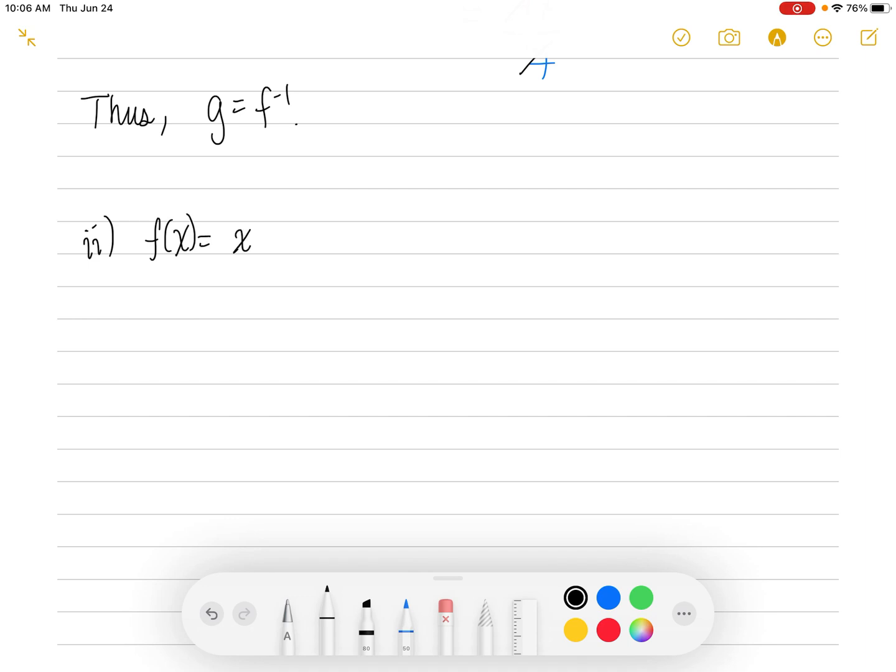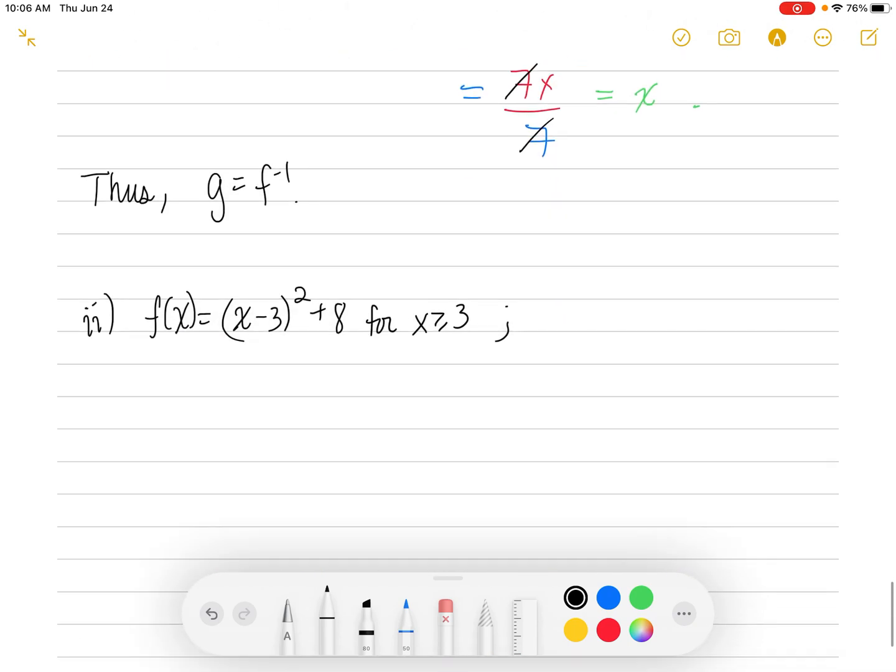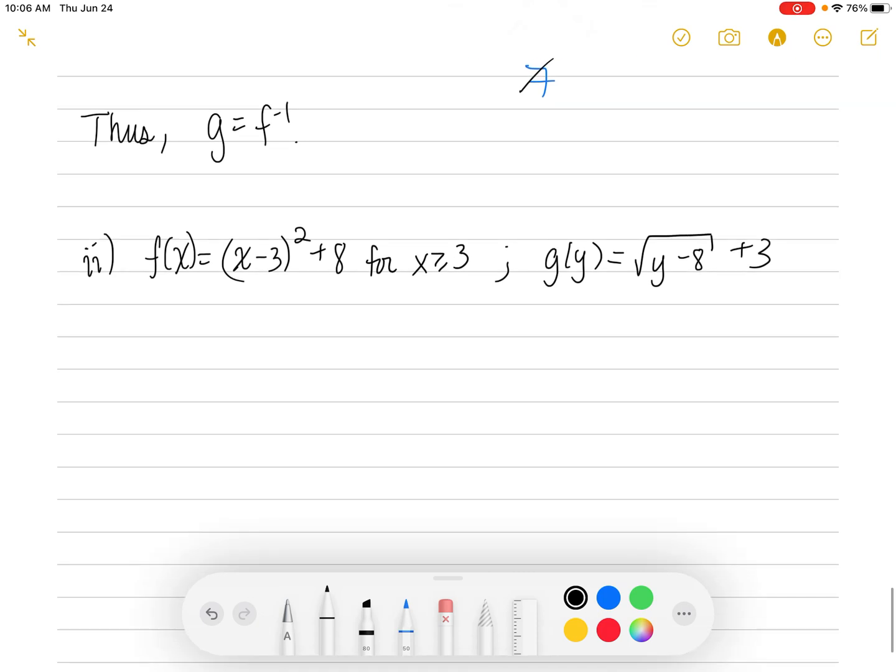I'll do one more example here. Set number 1. Let's do number 2. So I have f of x is x minus 3 squared plus 8 for x greater than or equal to 3. And let's say that g of y is the square root of y minus 8, and then outside of the radical plus 3.